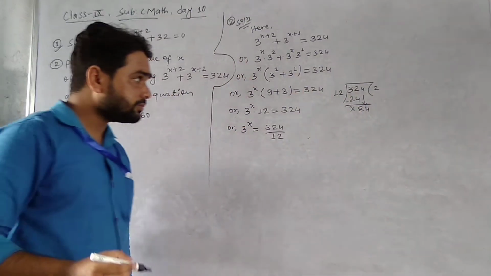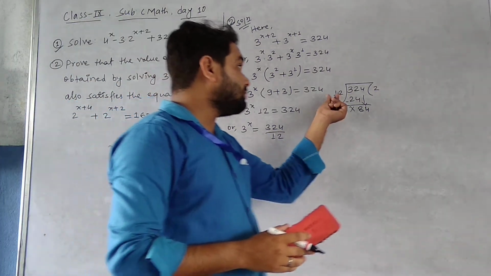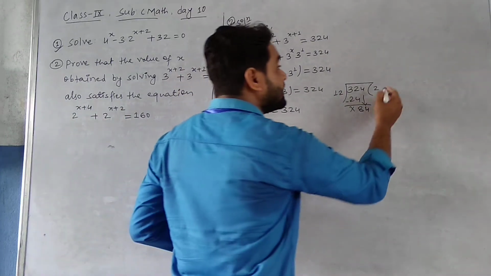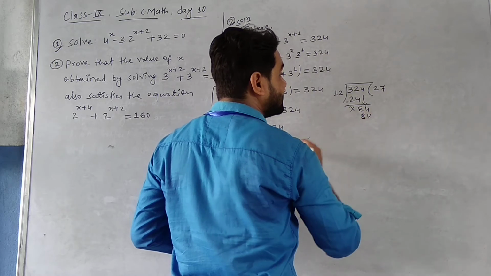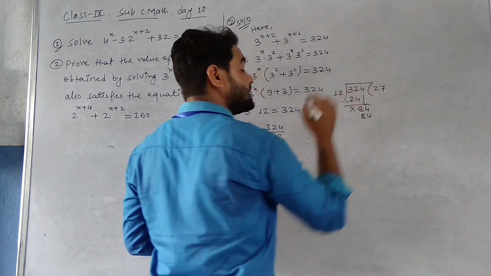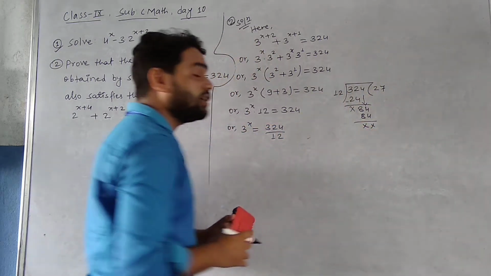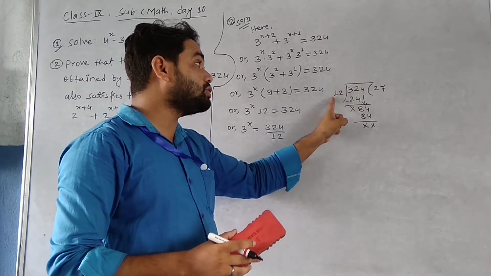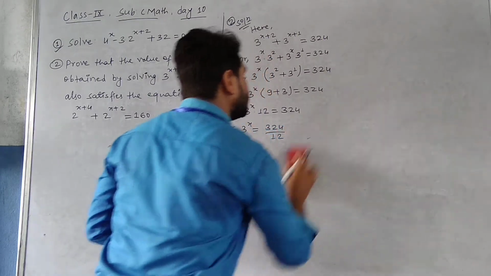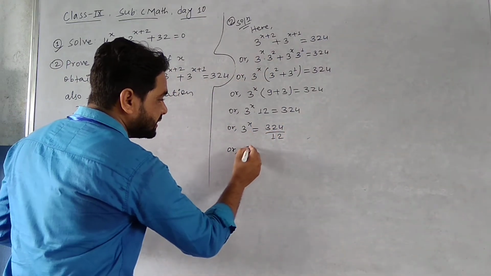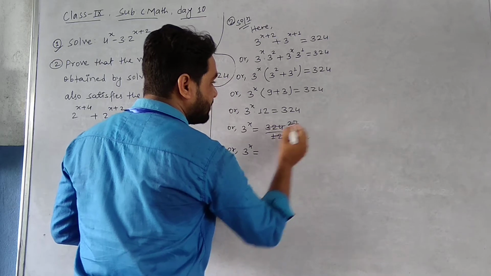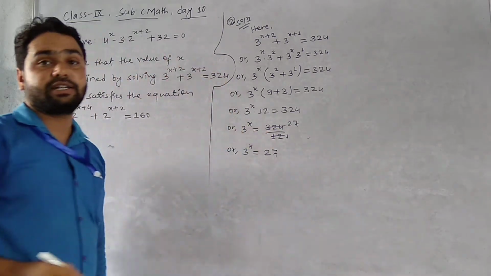We get 84. And let's read the table of 12 such that it must be 84 or less than that. So 12 sevens are 84. That means if we divide 324 with 12, we get 27. So let's write that, in rough we have to do that. So we can write 3 power x equals to 27.